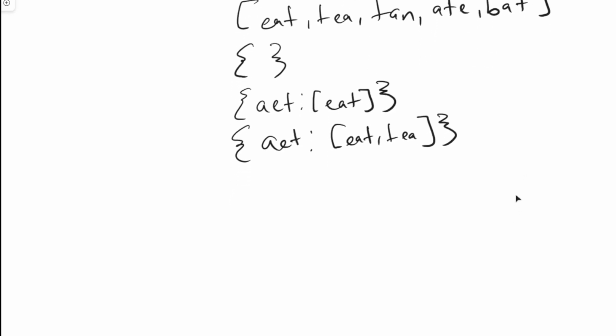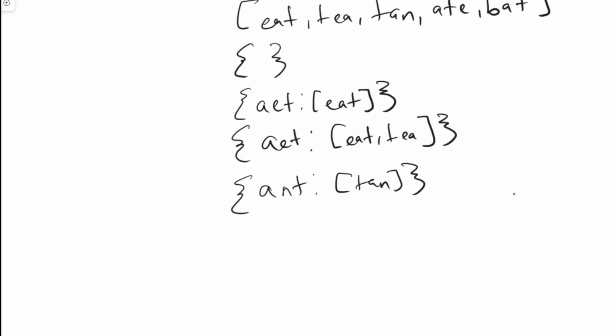And then let's keep going forward. So now we're at 10. We get ANT. ANT is not a value within the hash map, so we add it. We add it as a key to the hash map, and the value being a list that contains the word tan. So ANT, TAN.